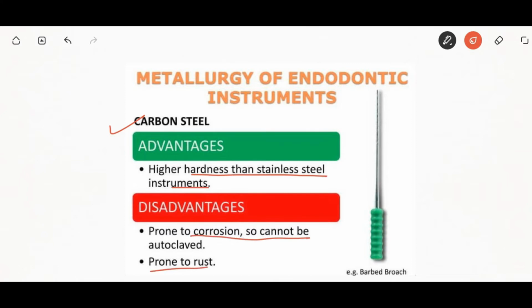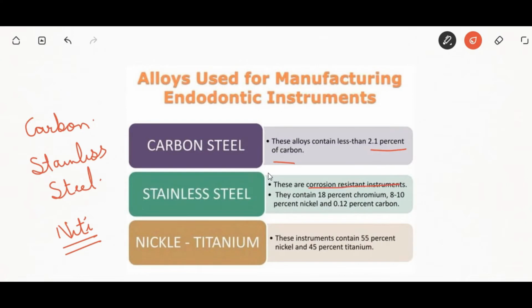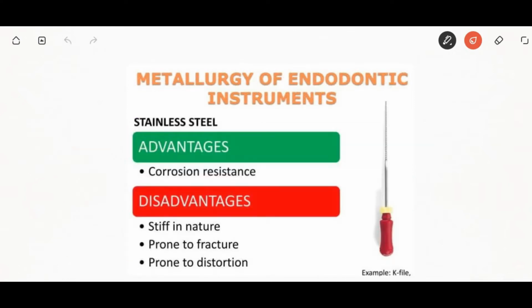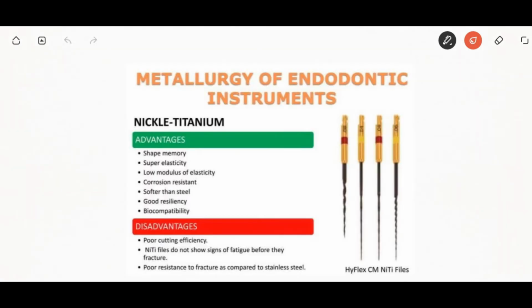The stainless steel instruments are corrosion resistant instruments. They contain 18% of chromium, 8 to 10% of nickel, and 0.12% of carbon. That is why they have the advantage that they are corrosion resistant. Examples are K file, H file, reamers. The disadvantage of the stainless steel instruments is that they are stiff in nature, more prone to fracture, and prone to distortion.